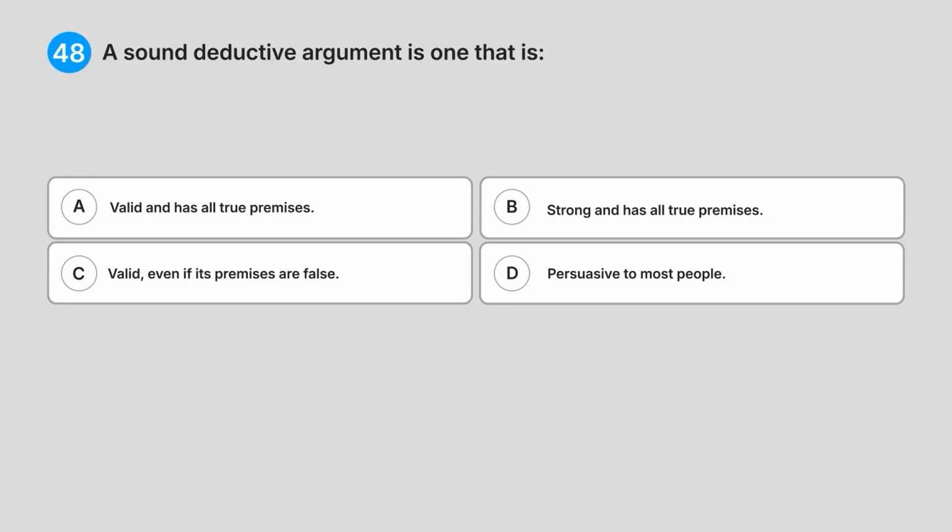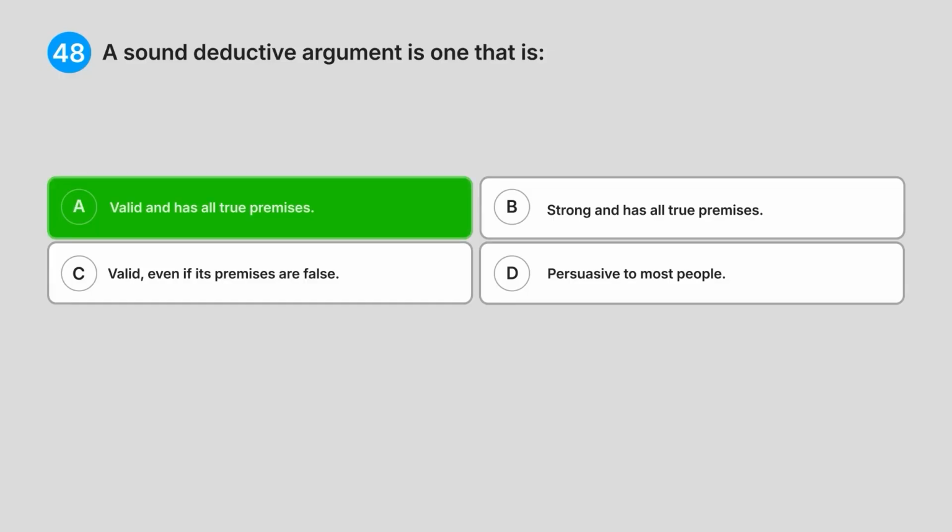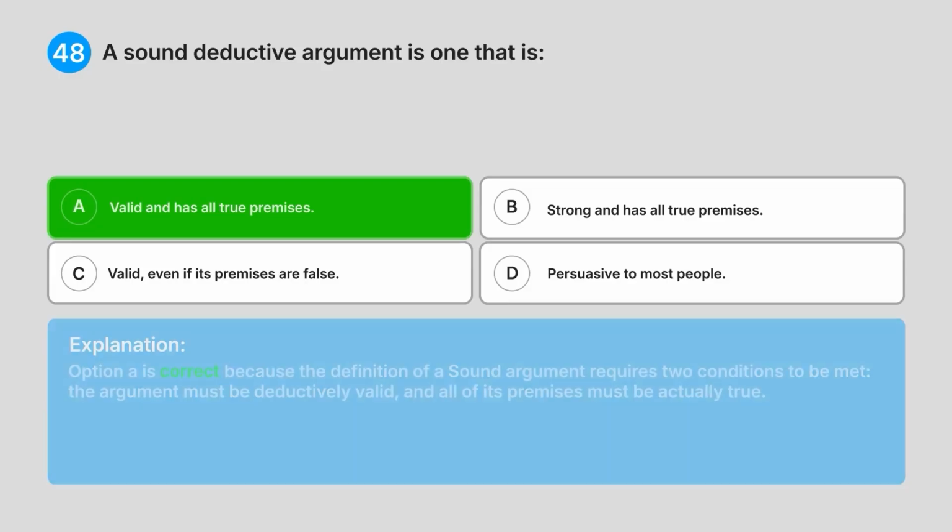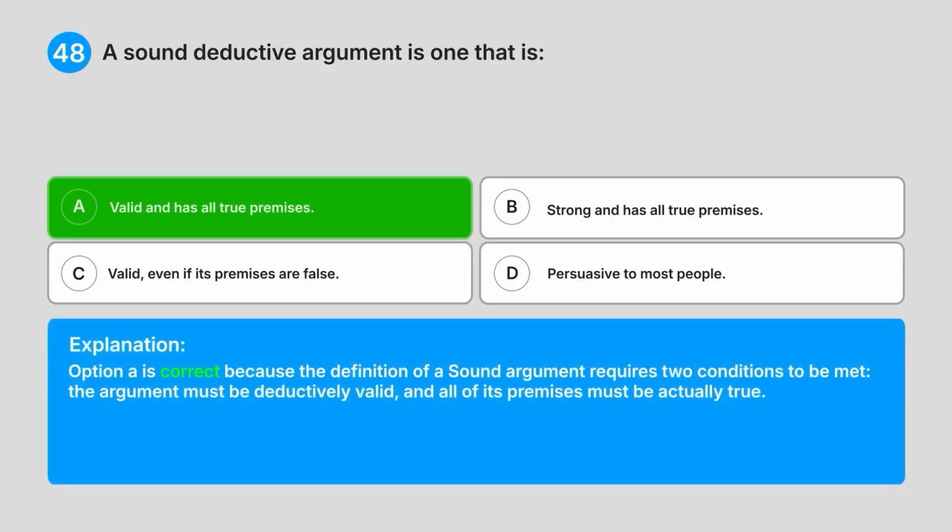Correct answer. A. Valid and has all true premises. Explanation. Option A is correct because the definition of a sound argument requires two conditions to be met. The argument must be deductively valid, and all of its premises must be actually true.